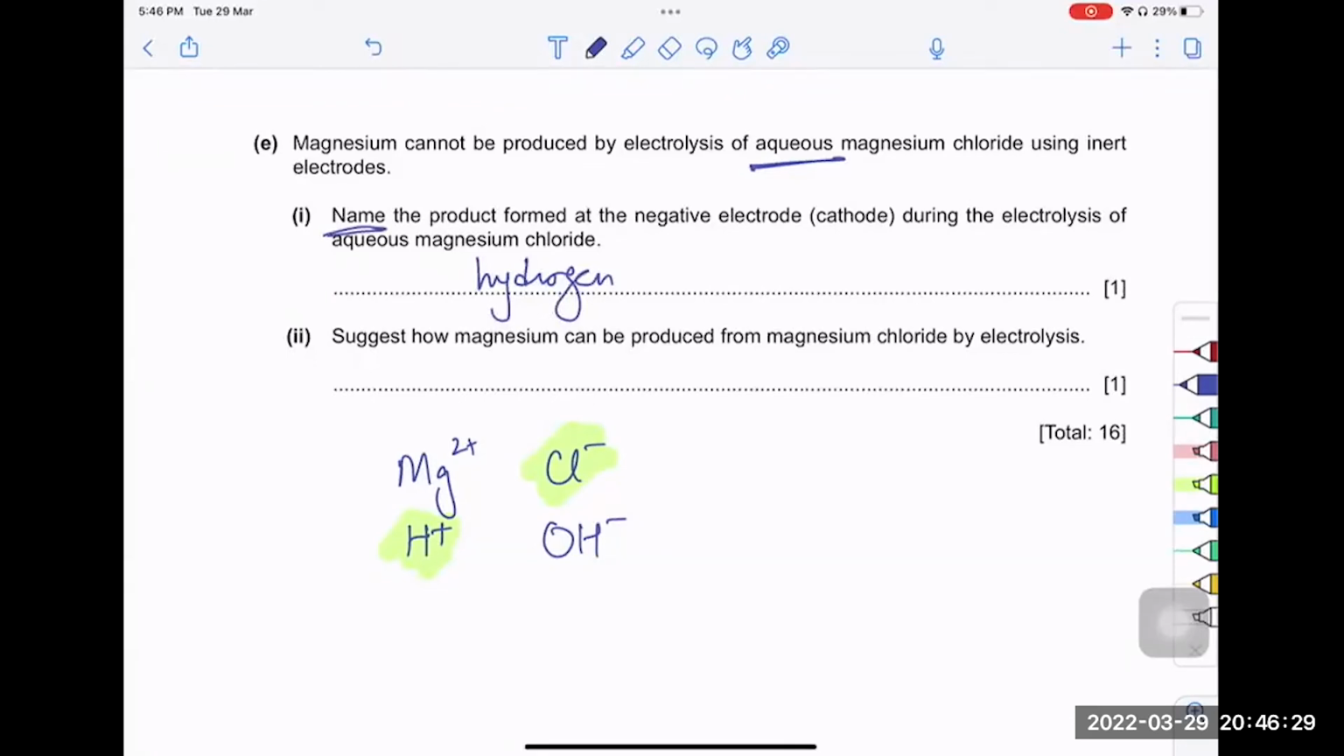Suggest how magnesium can be produced from magnesium chloride by electrolysis. So then you will obviously melt it and then do electrolysis. Don't use the aqueous part. That's the trouble. So use molten magnesium chloride for electrolysis.